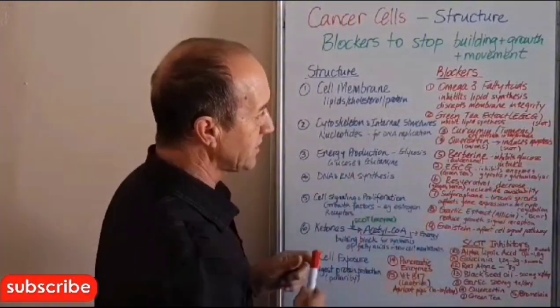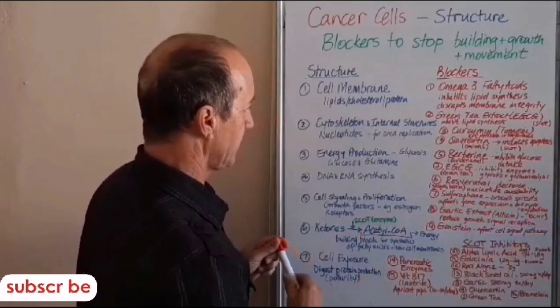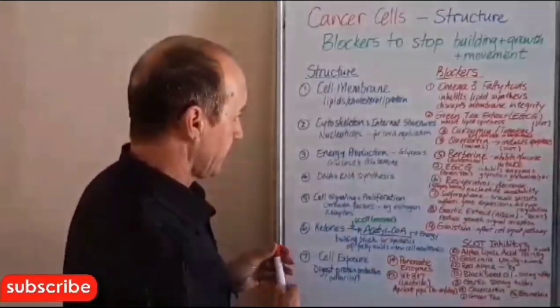Sulforaphane, which you find in broccoli sprouts, affects the gene expression and cell cycle regeneration. So if you take sulforaphane, it affects the synthesis of the DNA.